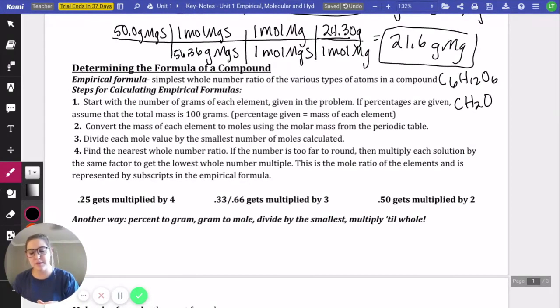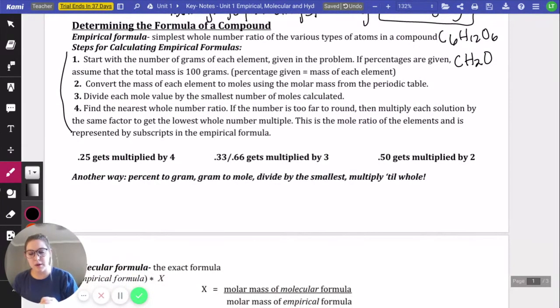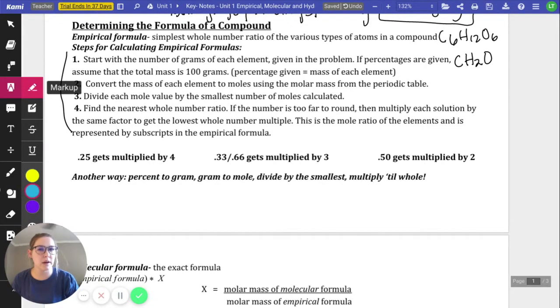And then these are the steps. Guys, I'm going to go through just the quick steps with y'all because this should be review and hopefully it'll be a really quick refresher for y'all. But kind of the way we've always taught it. And if you're not sure you understand, you can read through the whole steps right there. But we go percent to gram, gram to mole, divide by the smallest, multiply till whole. All right. So I'm going to just kind of jump in because hopefully y'all will remember this as you're going.